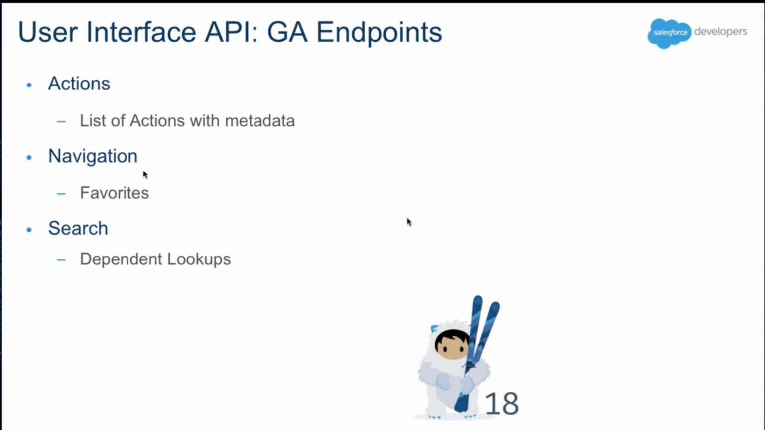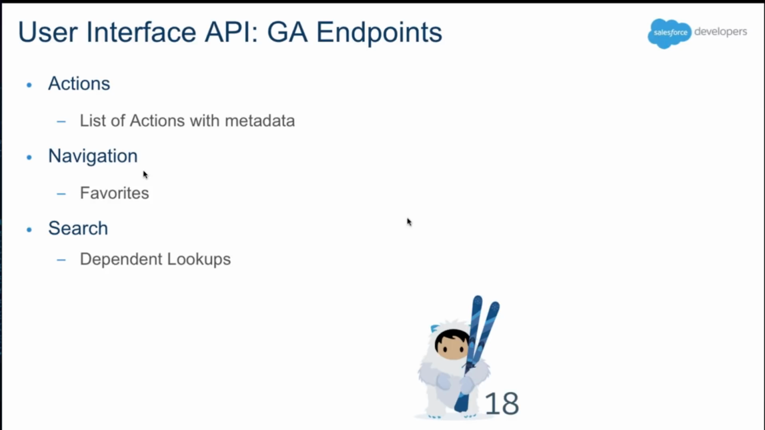With the endpoint that we're talking about here, we've made it easier for you to fetch a list of actions that are valid for a record for that user, just like the ones you see in our app and our UI. So hopefully that's also very beneficial when it comes to building on top of the UI API.